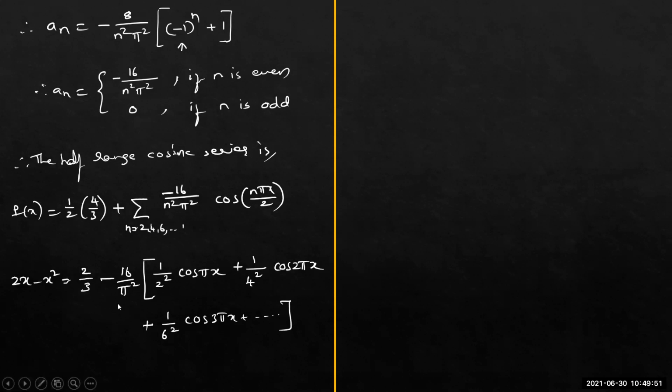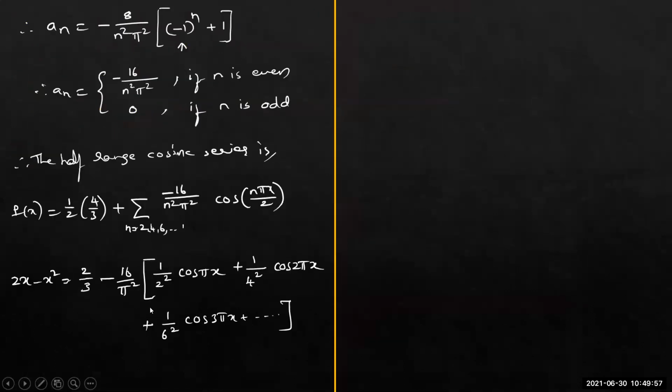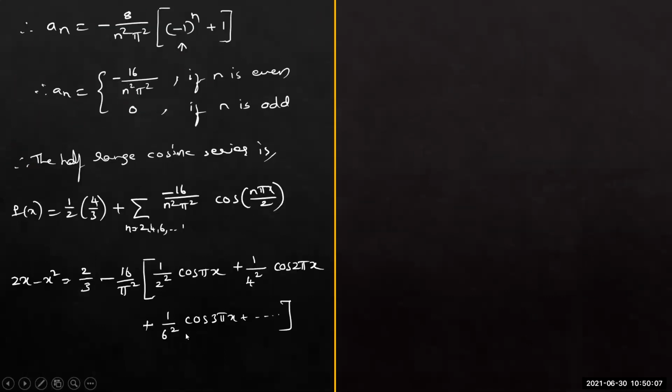Now from this particular expression, we need to get these terms. Compare these terms, you see. Do we have 1 by 1 square there? See, first of all, we don't have any 1 square term. Then do we have any 1 by 2 square term? No. But we have only even terms, right?